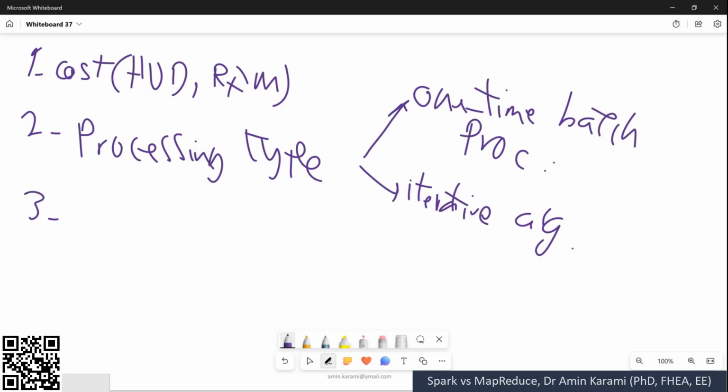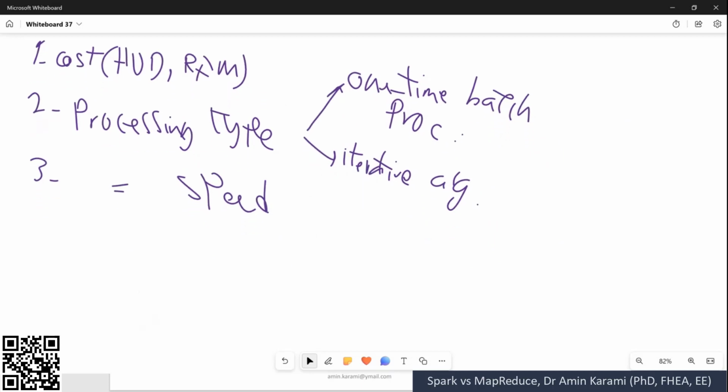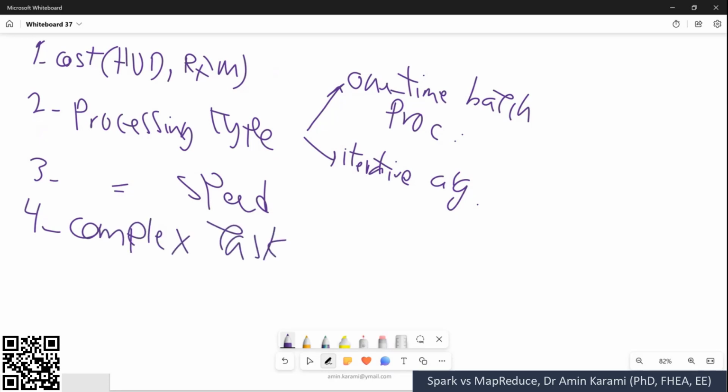The next criterion we have to consider is processing speed. For processing speed, Spark stores data in memory cache, reducing the need for disk input and output. This is very obvious. Another criterion we need to consider is complex tasks. MapReduce may not be the best choice for more complex tasks that require multiple iterations over data, as we discussed here in part 2.